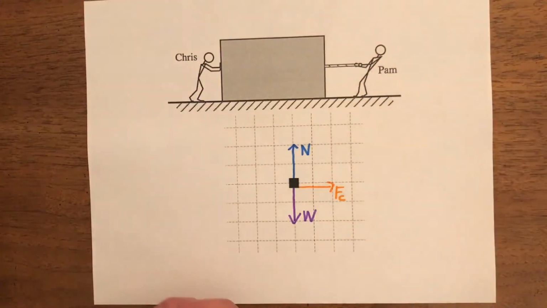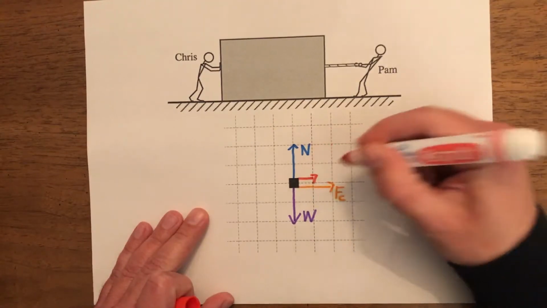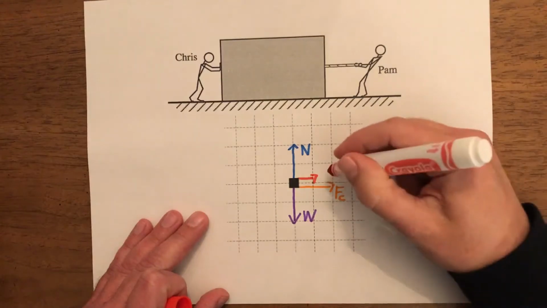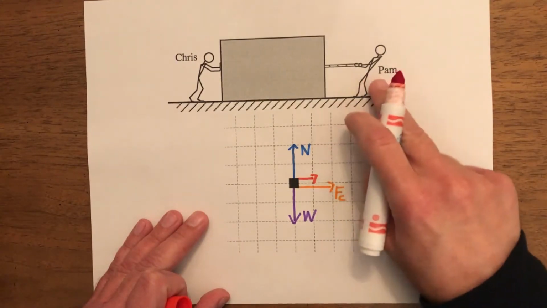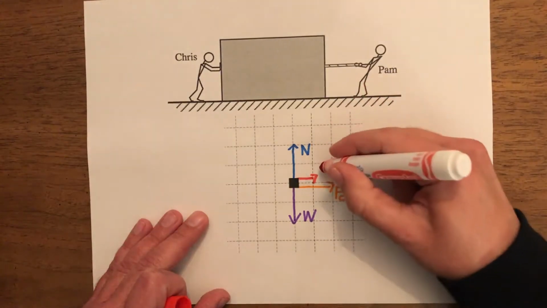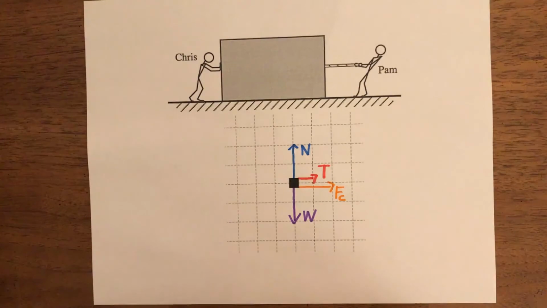Now Pam is pulling to the right as well. And so I'm going to draw an arrow coming out here. I'm just going to make it 1 block long. And again, you could have made these different blocks long. I'm just making this up as I go. Now, you could call this F sub P for Pam, or call it Pam. I'm going to call it T for tension, because she's using a rope to pull on it there.